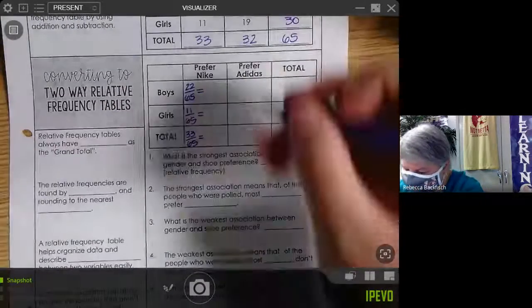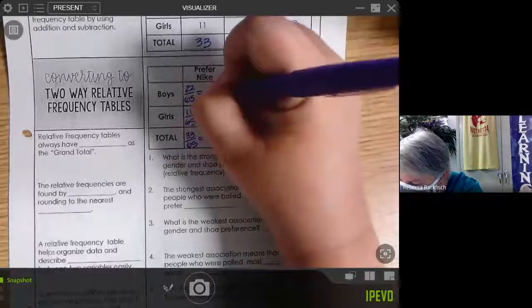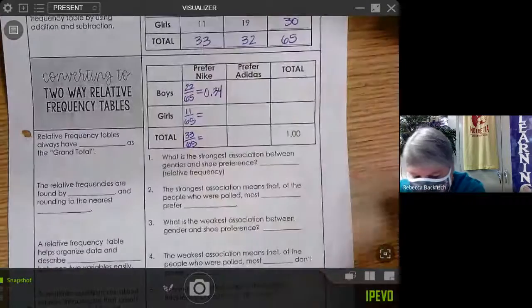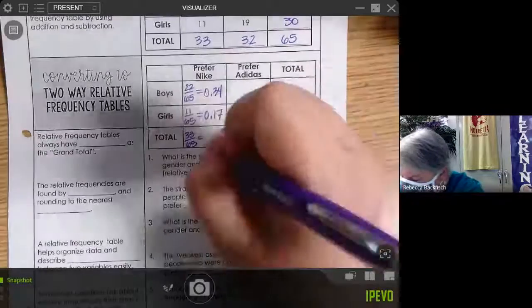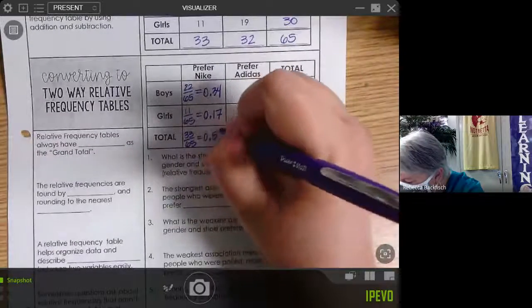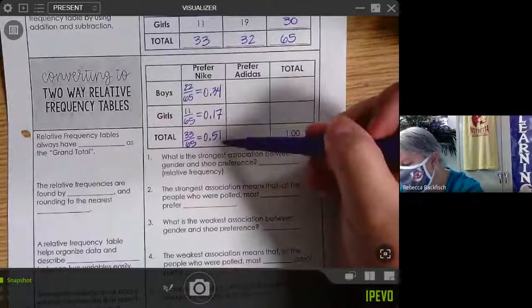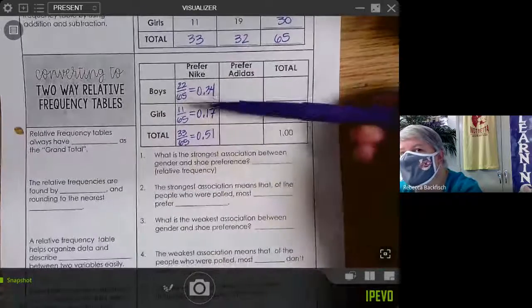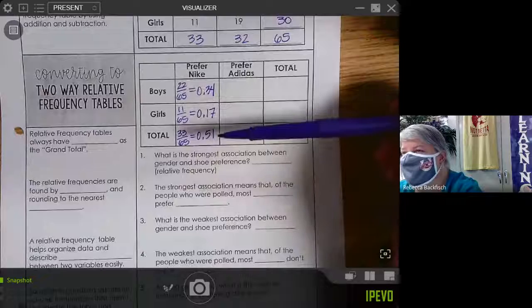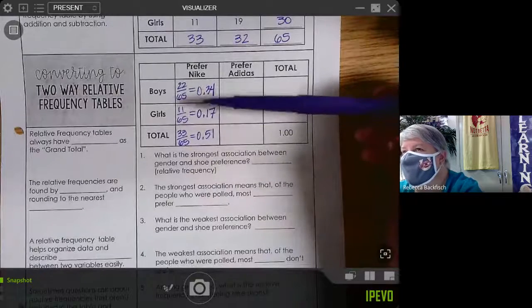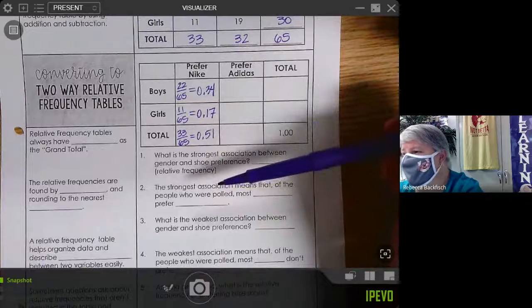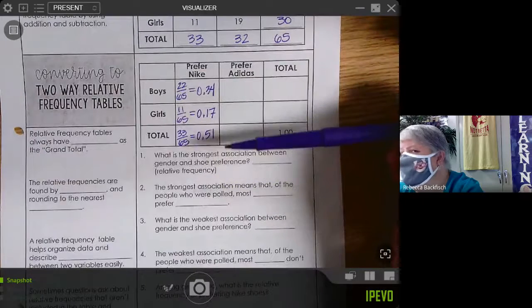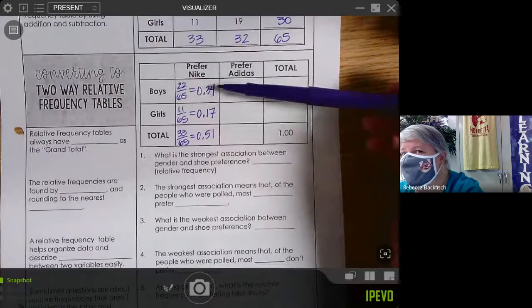Okay, so as a decimal, this gives me 0.34, 0.17, and 0.51. Now, these should add up to this, but sometimes it takes a little bit of adjusting, or you have to appreciate the fact that sometimes rounding becomes an issue. You have to be careful with that. And so you kind of have to decide, how am I going to round so that these do add up to this?